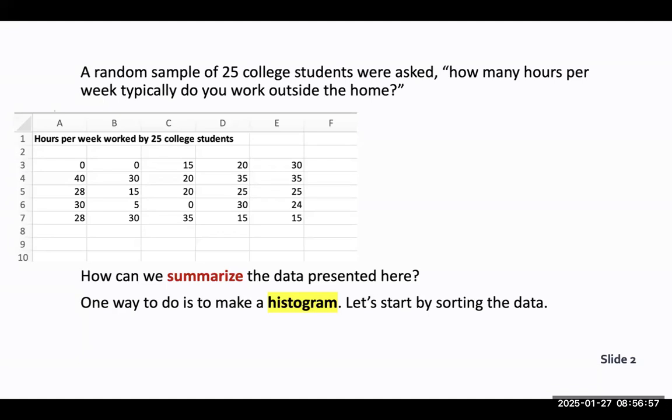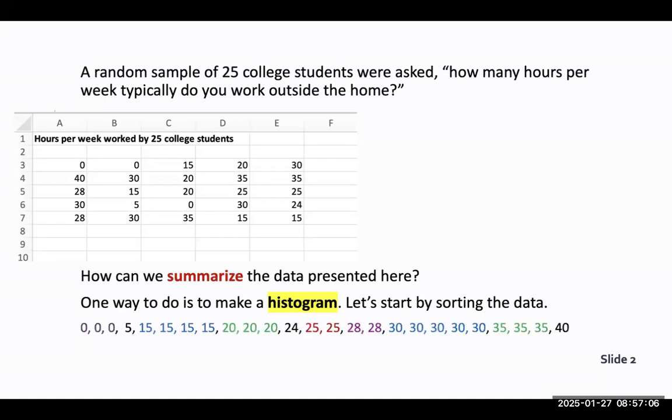So to make that histogram, the first thing we want to do is sort the data. We're going to put that data from smallest to largest. I went ahead and did that right here. And by sorting it, we can see how much of each number of hours students worked. So for example, there are 3 zeros, so 3 students out of the 25 worked 0 hours. There's 1 5, there's 4 15s, and so on.